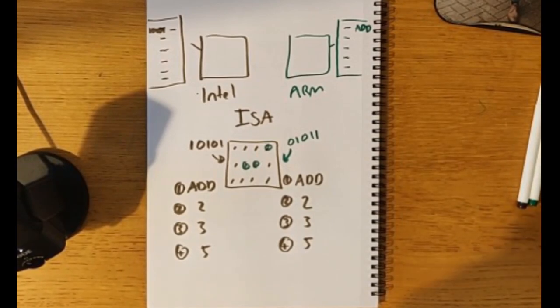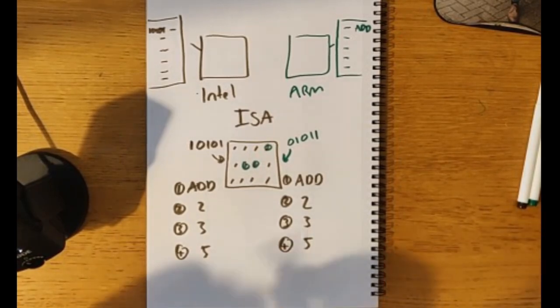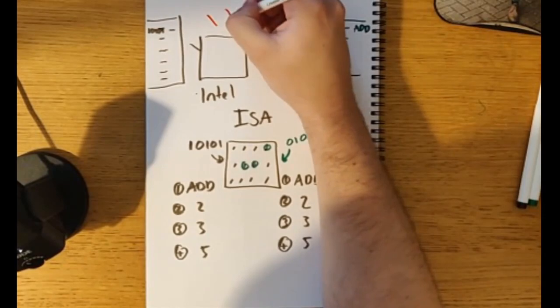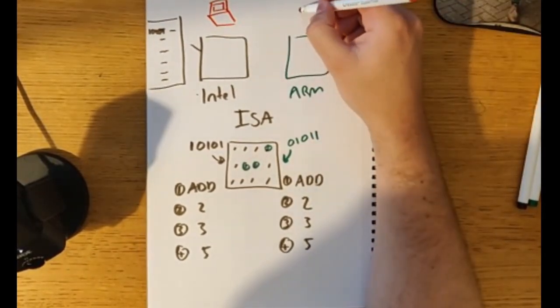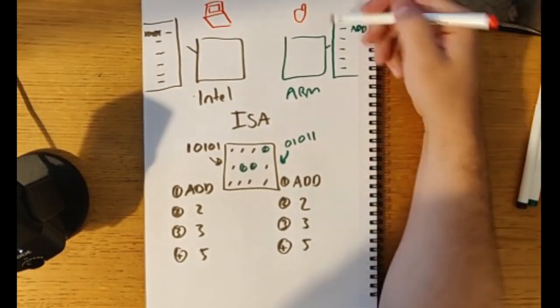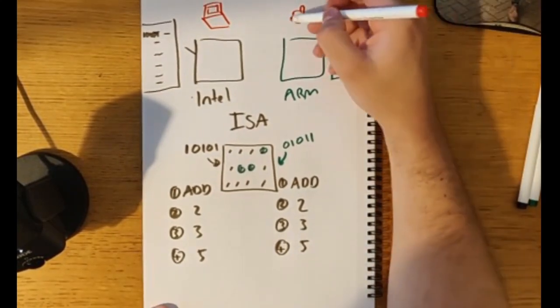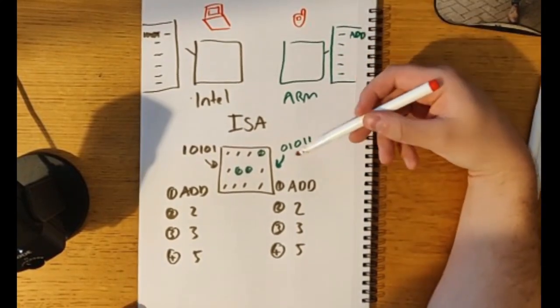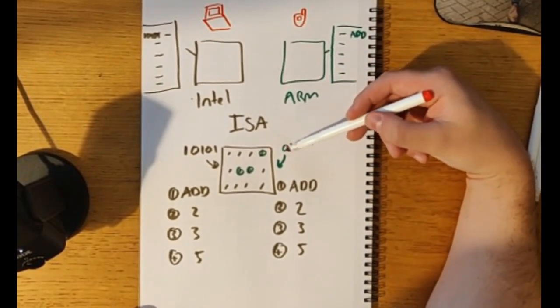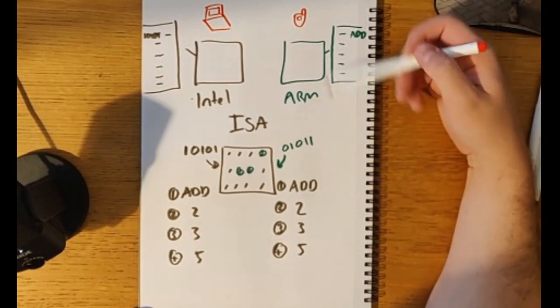So that's the idea of instruction set architectures and things like ARM and Intel. ARM and Intel is just a really good example. But we have this fundamental problem, as I alluded to at the beginning. If I'm a developer on my Intel laptop and I want to write an Android application for my mobile phone, this is only going to understand ARM instructions. So it's going to understand this idea of 01011 ARM instructions.